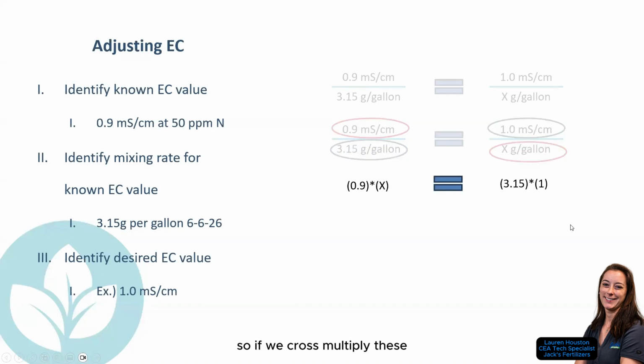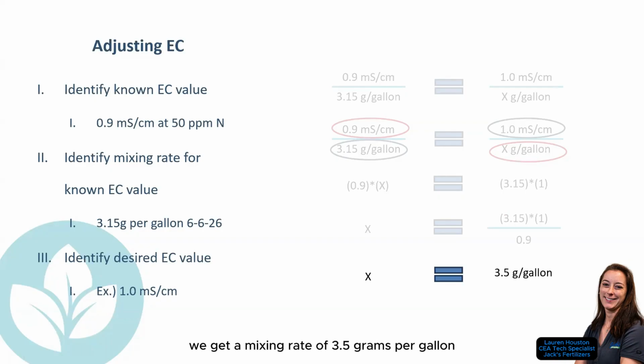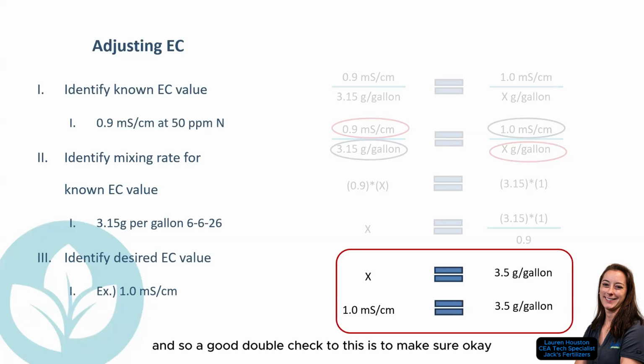If we cross multiply these, going through your basic math steps of cross multiplying, you'll see that after we do that, we get a mixing rate of 3.5 grams per gallon. A good double check is to make sure that if I'm increasing the EC, the mixing rate should be higher. That's how you know if you did your math backwards or not.